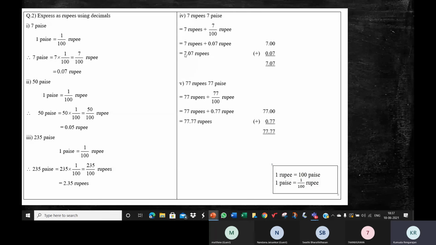Now you can add 7 rupees and 0.07 rupee. Write it one below the other. 7 rupees means 7.00. Place the numbers carefully, like this. The decimal point should fall in one column. The tenths digits, the hundredths digits, the whole number part, they should all fall in one column. Whole number part, 7 and 0. Like that, you know how to arrange it. And then add, and the result is 7.07 rupees.